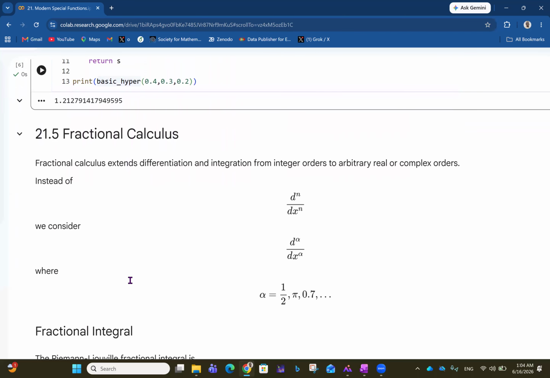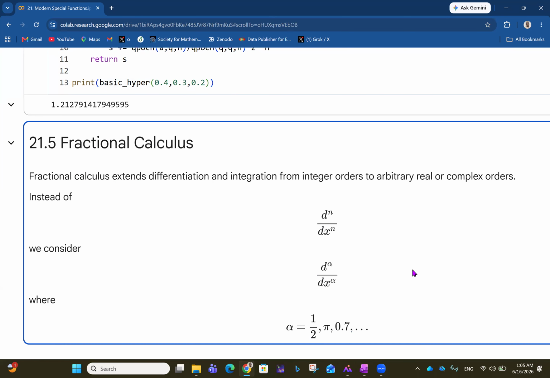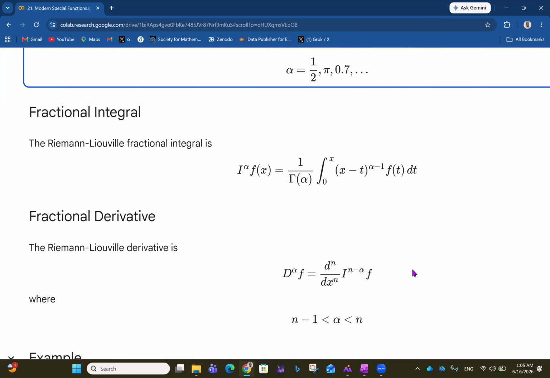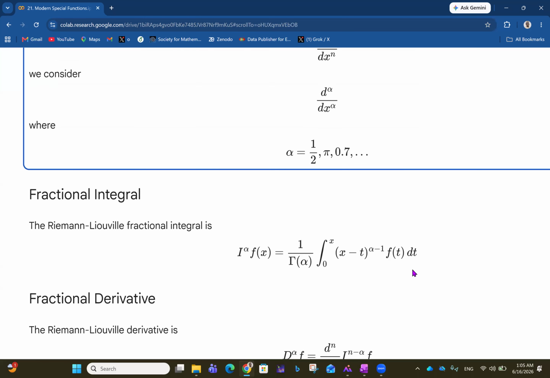So alpha can be half, it can be pi, it can be 0.7, and all of that. So that is a fractional order now, instead of the integer order we've always known. So talking about fractional integral now, of course, when you talk about calculus, you're talking about differentiation and integration, right?